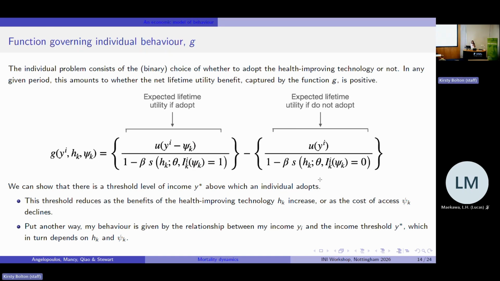And we can also show that this threshold reduces as the benefits of the health improving technology HK increase. So if I get more benefit from that health improving technology, then the threshold comes down and I'll opt in earlier at a lower income. Or as the cost of accessing, psi k, declines. So as health improving technology gets cheaper, I'm more likely to opt in. So put another way, my behavior is given by the relationship between my income Y_i and the income threshold Y star, which in turn depends on HK, the improvement I get from the health improving technology, and psi k, the cost.